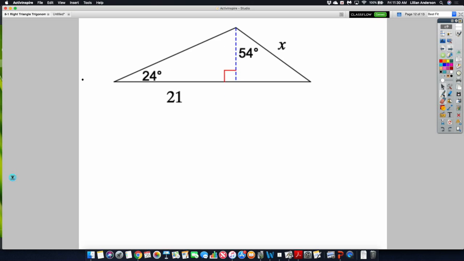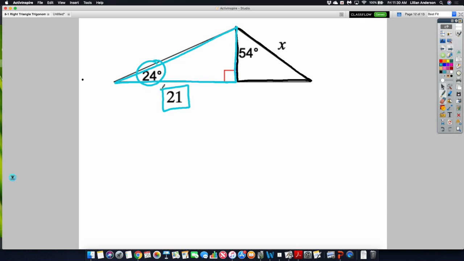Now, unfortunately, x is located on this particular triangle that only has one piece of given information, which is the 54 degrees. The downside about that is that you need at least two pieces of information to be able to use Sohcahtoa to find a missing side length or a missing angle. However, there is this other triangle over here that has two pieces of information. It has the 24-degree angle and it has the 21.